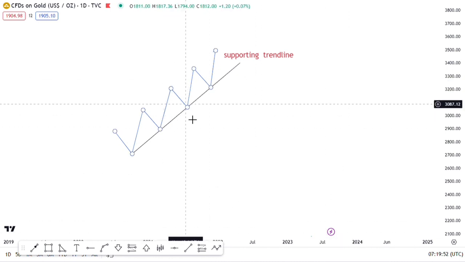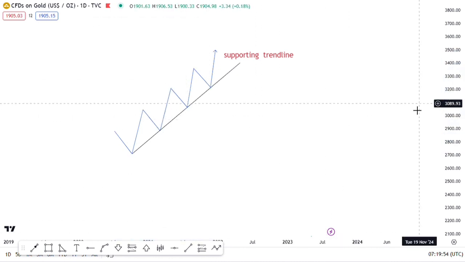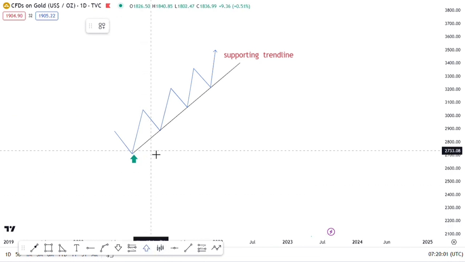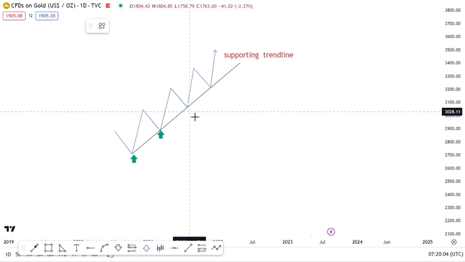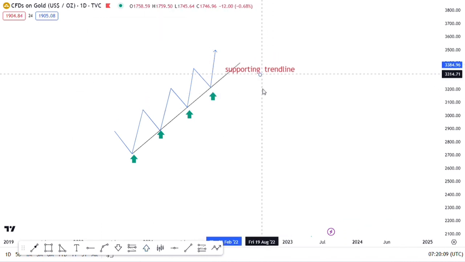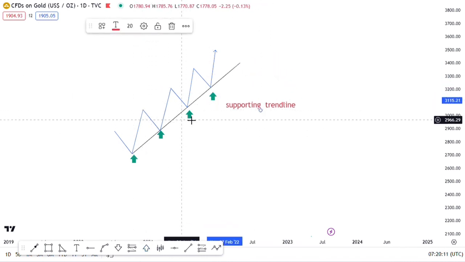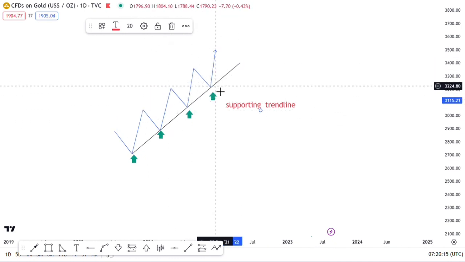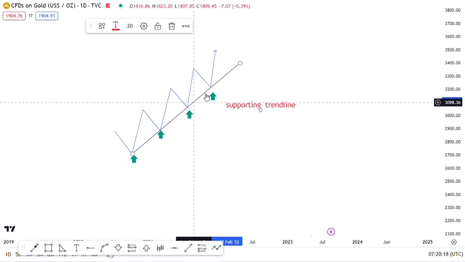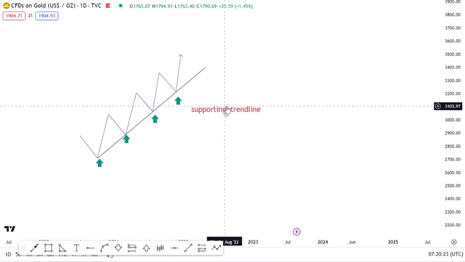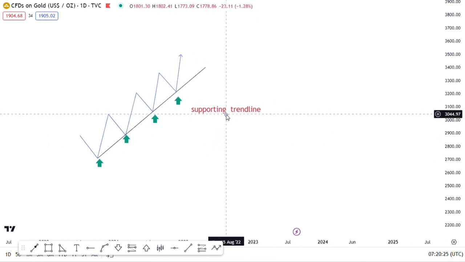So how to properly draw trends is that you connect the touches. This is my first touch. This is what we call first touch, second touch, and then third touch, and then fourth touch. This is how we can spot that this is a strong supporting trend line. Each and every time prices come to this zone, it bounces off. That is our supporting trend line.